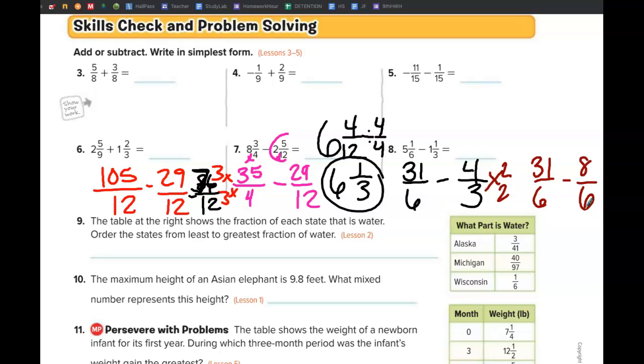31 minus 8 isn't 24. 23. Over 6. How many times can 6 go into 23 without going over? 3. And what would you have left over?